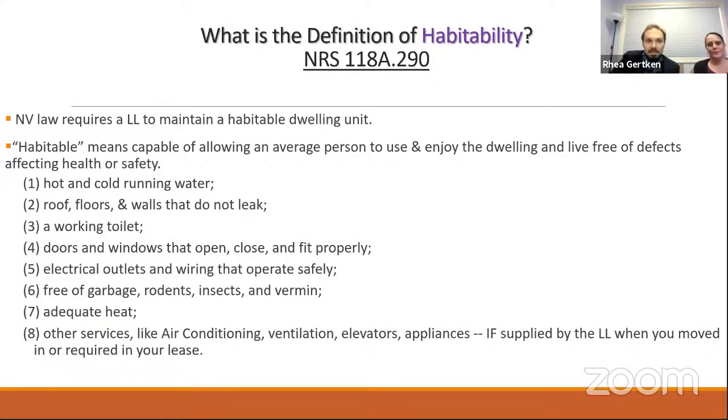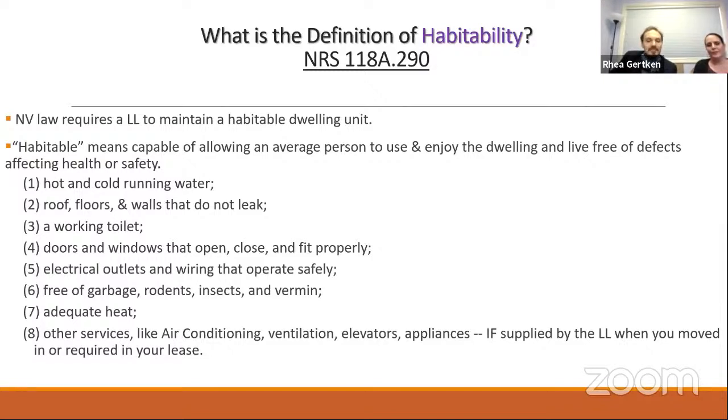So what is the definition of habitability? Nevada law does require landlords to maintain habitable dwelling units. If you rent an apartment, a house, or a mobile home and also the land it sits on, you are in the land of NRS 118A, which means there are requirements for the landlord to maintain it in a habitable condition. Habitable has been defined in NRS 118A.290 as capable of allowing an average person to use and enjoy the dwelling and live free of defects affecting health or safety, meaning you must have hot and cold running water, the roof, floors, and walls can't leak, there have to be working toilets, doors and windows have to open, close, and fit properly, electrical outlets and wiring have to operate safely, and it has to be free of garbage, rodents, insects, and vermin, and have adequate heat.